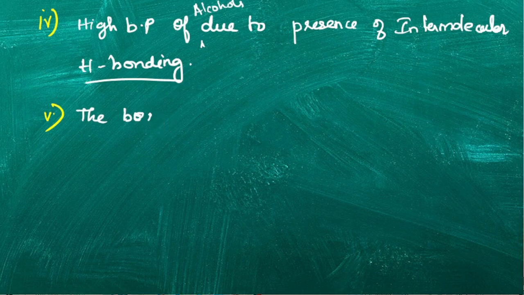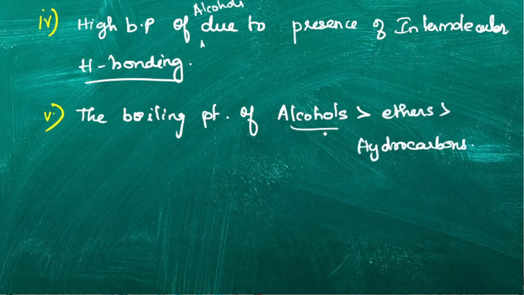The order of the boiling point is given. First going to be the alcohols. Alcohols' boiling point will be higher than ethers. Ethers' boiling point will be higher than hydrocarbons. Okay, this is very important. Alcohols have a higher boiling point than ethers, which have a higher boiling point than hydrocarbons.